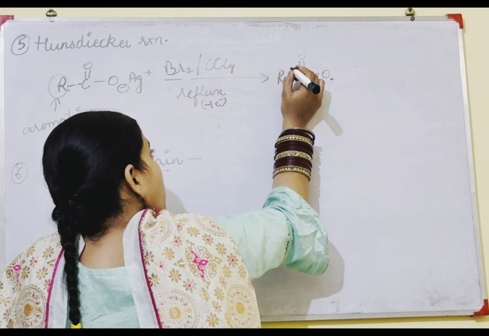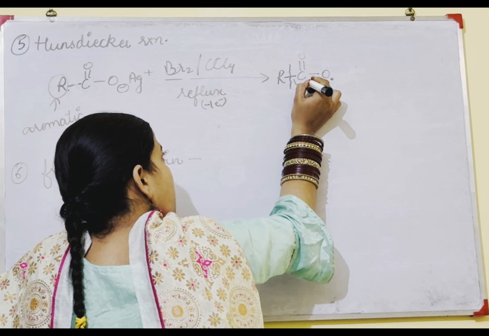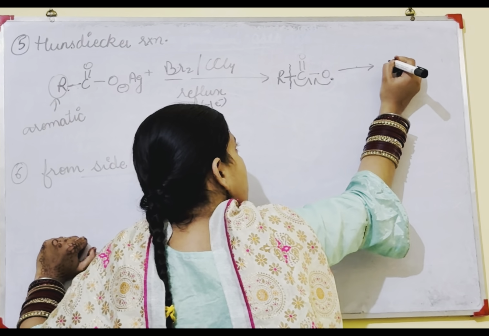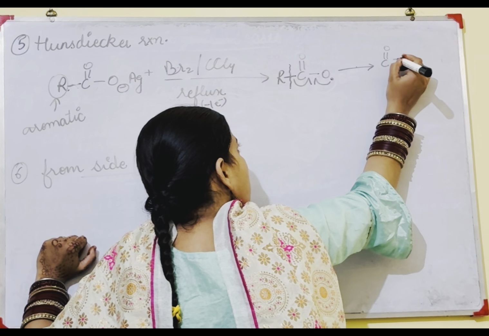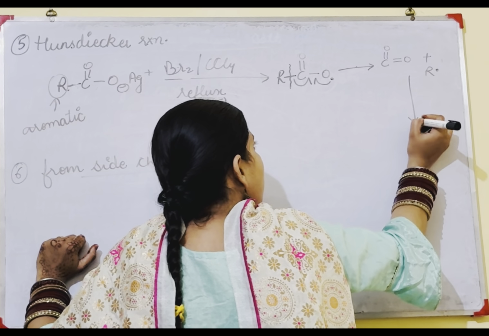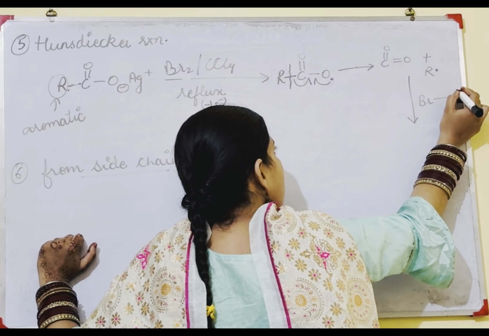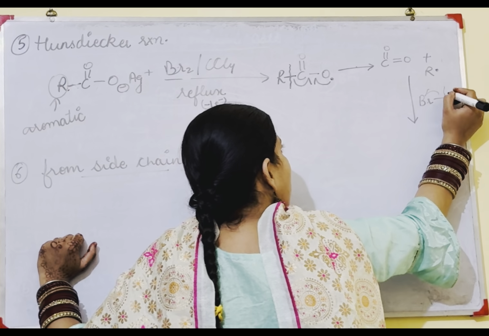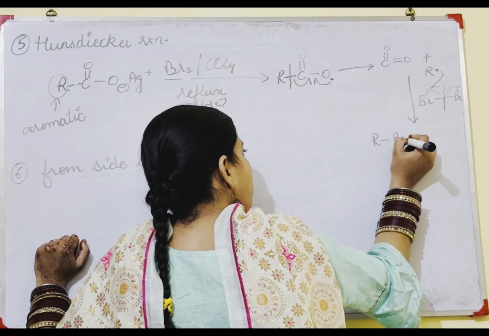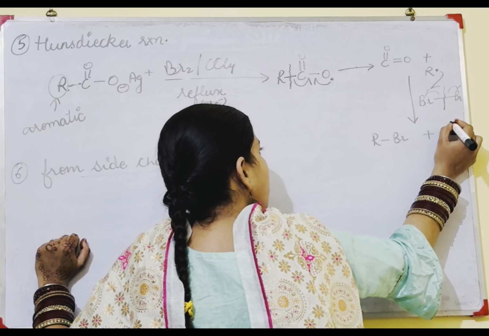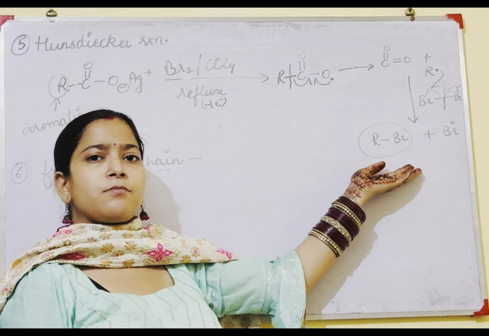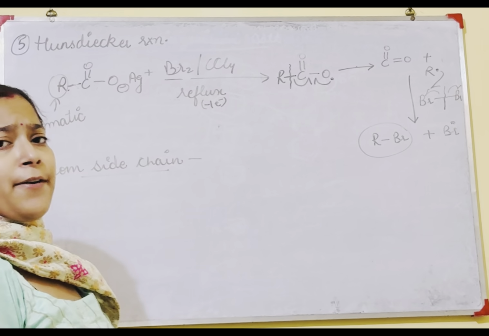After this, it will follow the free radical mechanism. This bond will break and the radical will come here and here. It will become C double bond O, which is CO2, plus R radical. We know that there is a bromine molecule in the reaction. This bond will break and this radical will combine with bromine. It will form RBr plus a Br radical in the reaction. It leads to the formation of aryl halide. This is known as the Hunsdiecker reaction.